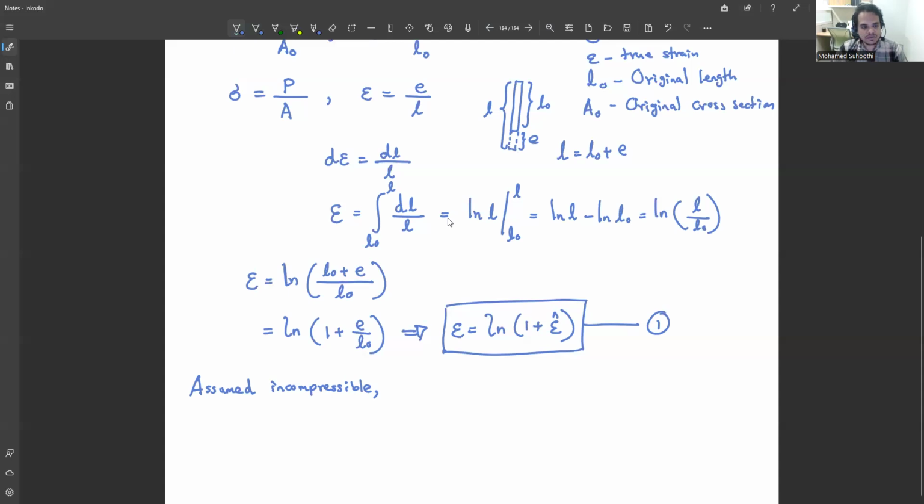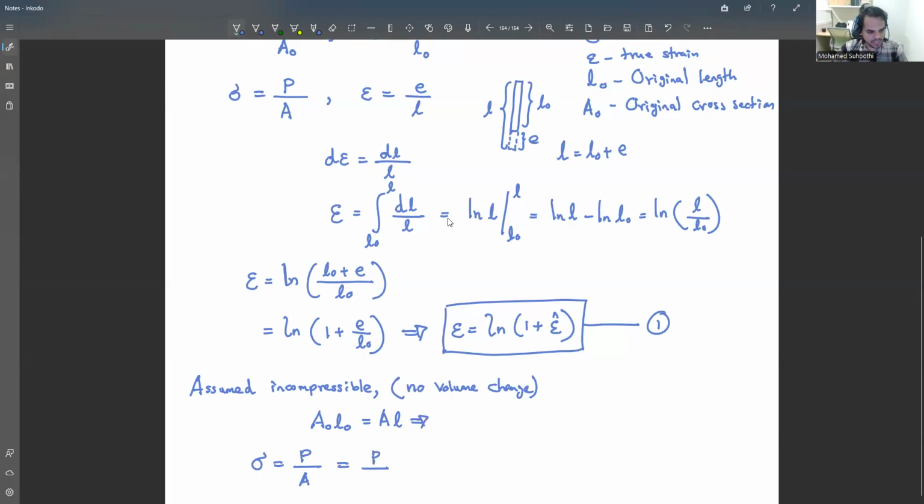What we define as incompressible: incompressible means no volume change, the volume is equal. That means the initial cross section times initial length equals the final cross section times final length. Now if I take true stress, that means force divided by the true area, the final area. So from here I can find A equals A naught L naught over L. Instead of A, I can substitute this, putting L naught here, and L will come out: L over L naught.